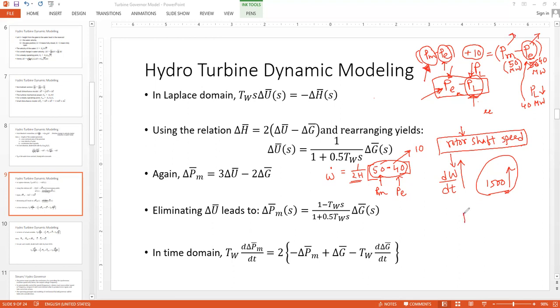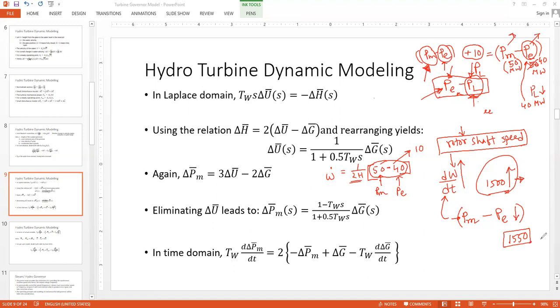So if the load decreases, that means the PE decreases, the PM cannot decrease instantaneously. It is set at some initial value of 50, let's say. The resultant thing, what it does, it actually affects the speed in such a way that the speed increases from synchronous. So this speed would be sensed. Okay, let's say it becomes 1550. The speed changed and became 1550.